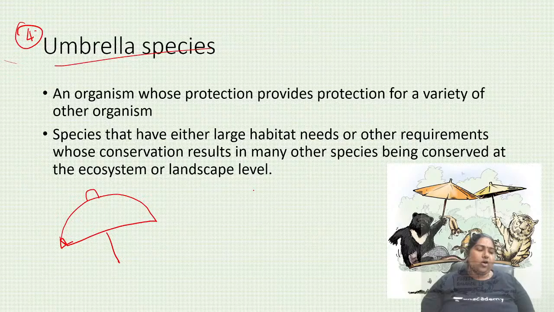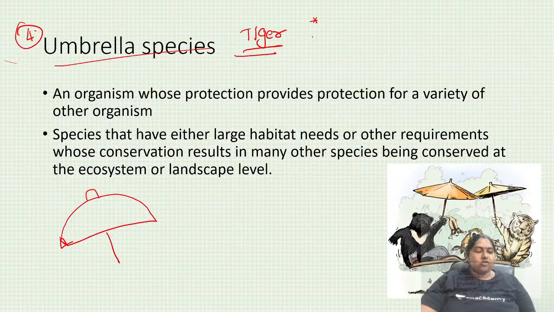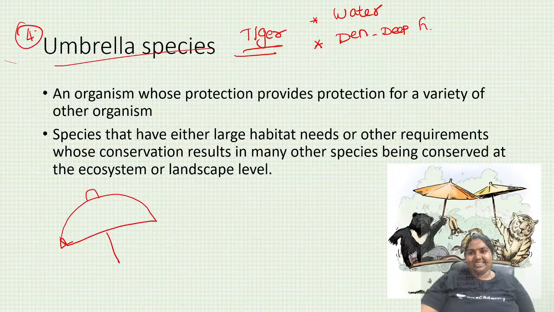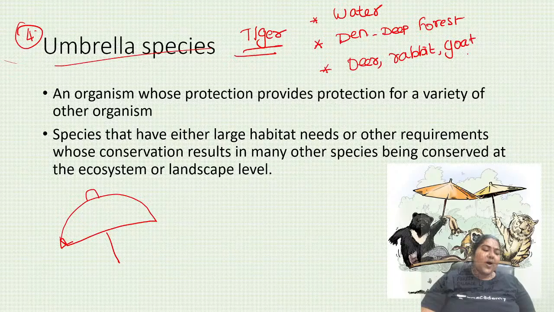Think of a tiger. If a tiger has to live in a particular place, what are its requirements? What does a tiger require to survive? Will the tiger require water? Will the tiger require a place like a den to live? It is a deep forest animal. It will not come on roads, isn't it? Tigers survive only in the interior. It requires water, and it requires food. It wants a variety of food. Maybe it wants a deer, a rabbit, a goat. So it wants all the different varieties.